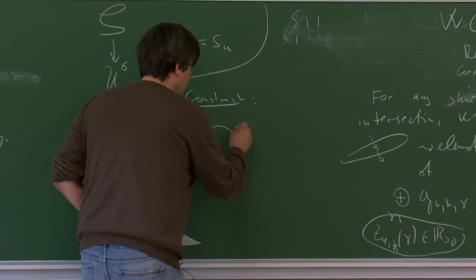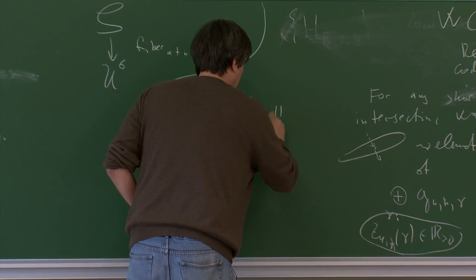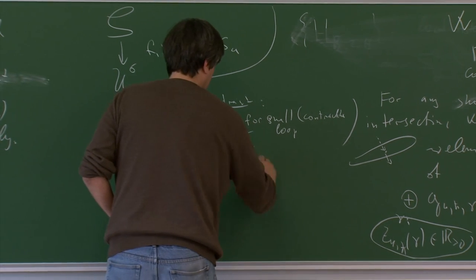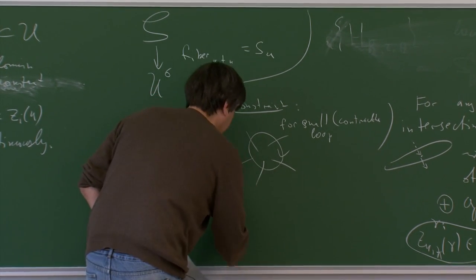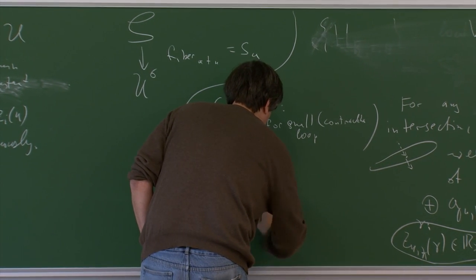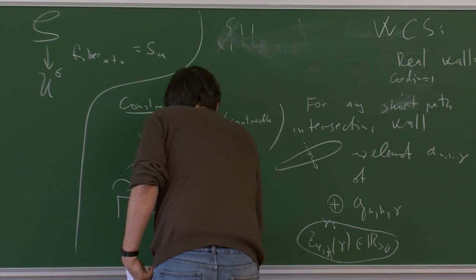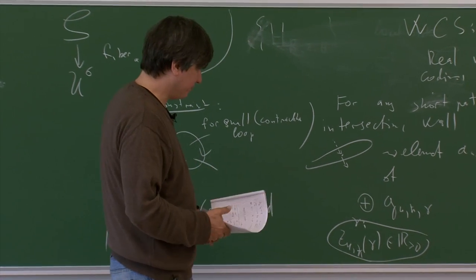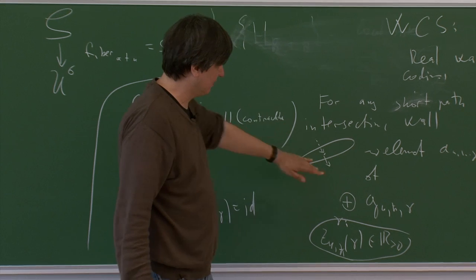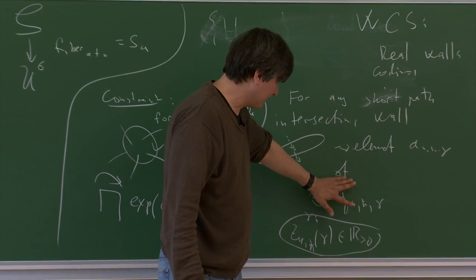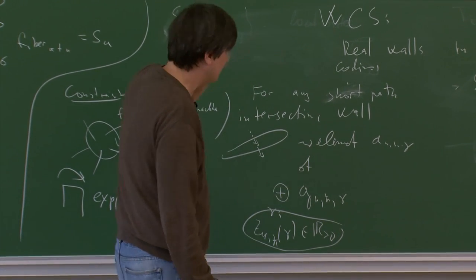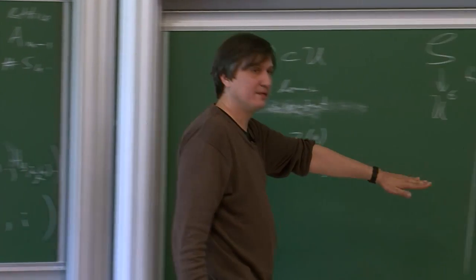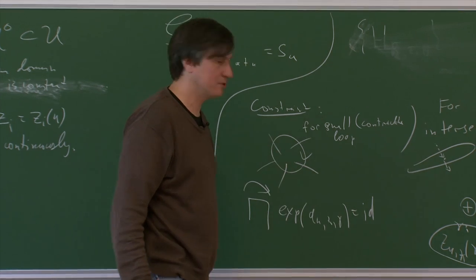If we make a generic small contractible loop which intersects walls in several points, and we take the ordered product of the exponents of these elements, it is the identity in the corresponding group. Why does it make sense? Because if you make a small loop, all these grading components will lie in some convex cone, and you get a nilpotent Lie algebra. So it sits in some nilpotent Lie algebra, and I can speak about the nilpotent group associated to a nilpotent Lie algebra.